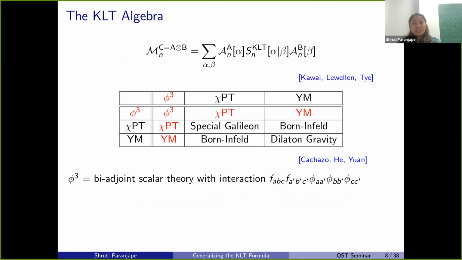Okay, so let's look at this table once again. I'm going to call this the KLT algebra. It's not an algebra in any mathematical sense, but it's a multiplication table really. One thing to note in this table that's interesting is that this phi cube theory acts like an identity element. Every time you multiply a theory with the phi cube theory, you get the same theory back. This phi cubed is not regular phi cubed. It is a bi-adjoint scalar with a cubic interaction given over here. When I say bi-adjoint, all I mean is that the scalars in this theory carry two adjoint indices, and they could be in different groups, like SU(N) tilde. It doesn't really matter.